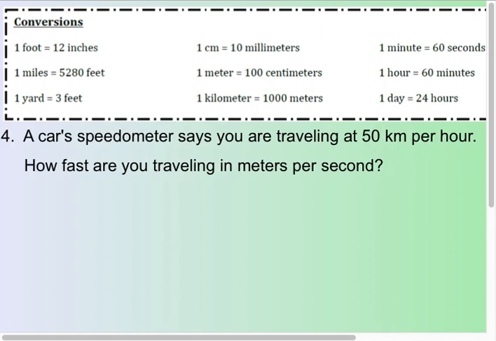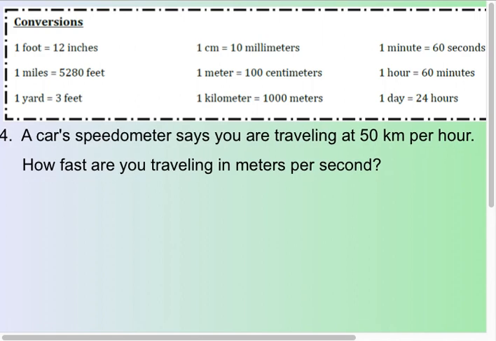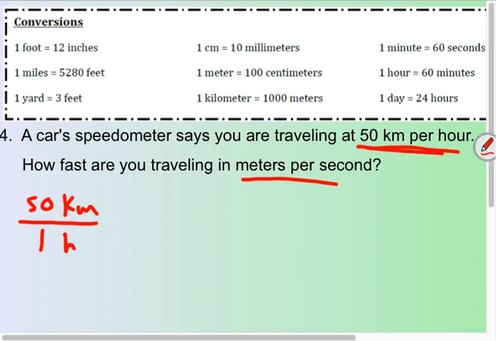A car's speedometer says you're traveling 50 kilometers per hour. How fast are you traveling in meters per second? So I want to go from 50 kilometers per hour. So that's your first fraction. 50 kilometers per 1 hour, if it's kilometers per hour. And we're going to convert that to meters per second.